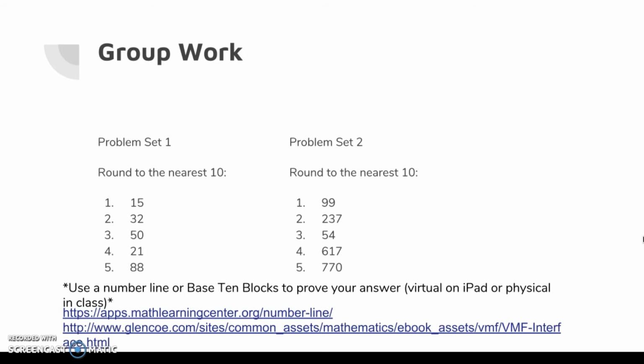Each problem is worth 2 points. You get 1 point for finding the correct answer and 1 point for proving your answer via the number line or the base 10 blocks or just using math operations, however you're able to prove your answer. If you finish problem set 1, please go on to problem set 2. It's a little bit more difficult, but you can work with your group mates to figure it out.